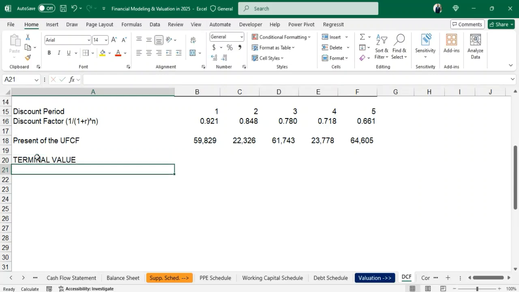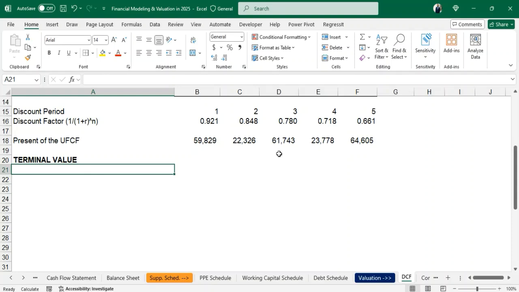All right, so the idea behind the terminal value is that now that we have projected our future performance, which is these cash flows here, the unlevered free cash flows we are seeing here, what is going to be the value of the business after this projected 5-year period? That is the question that the terminal value comes in to answer.